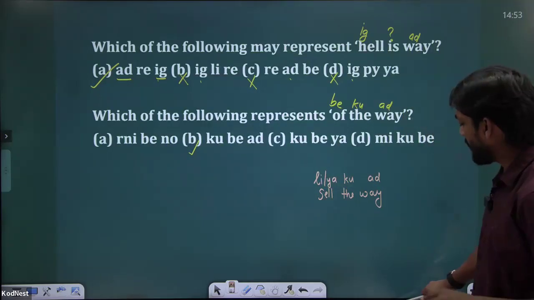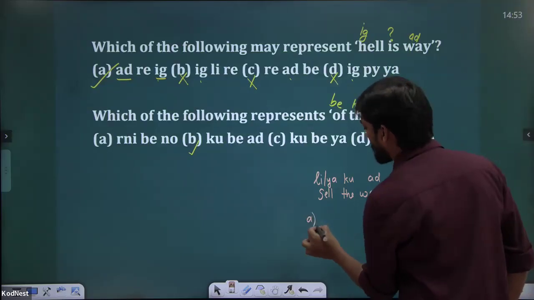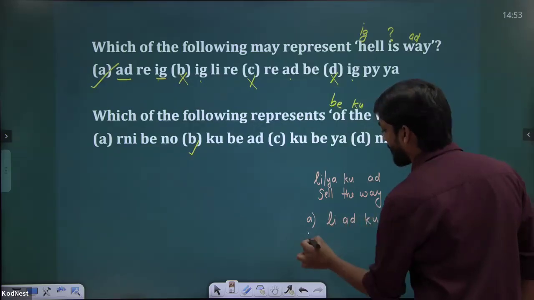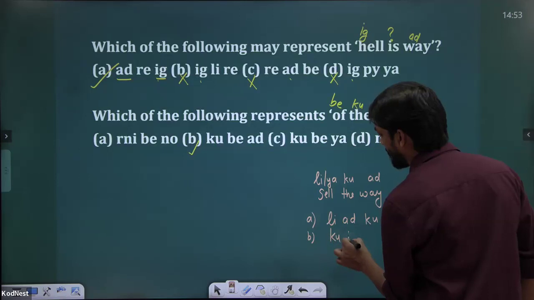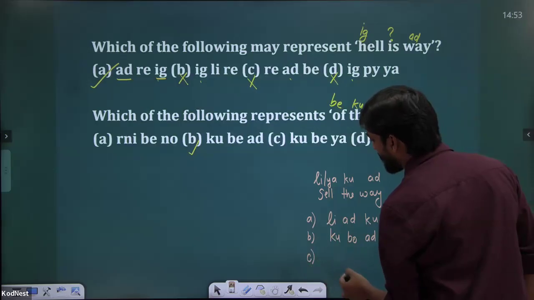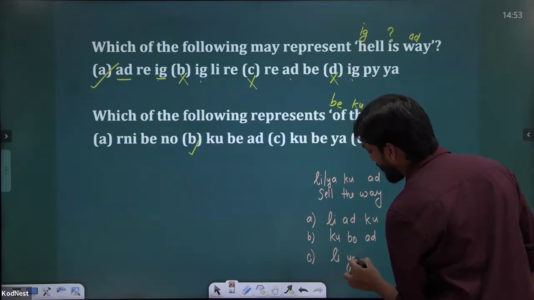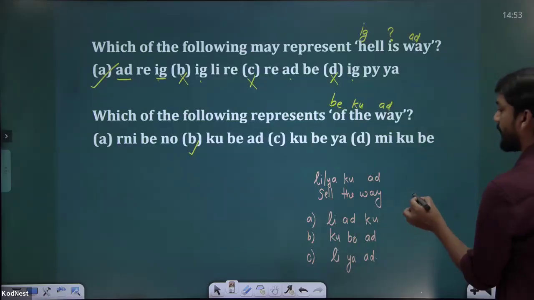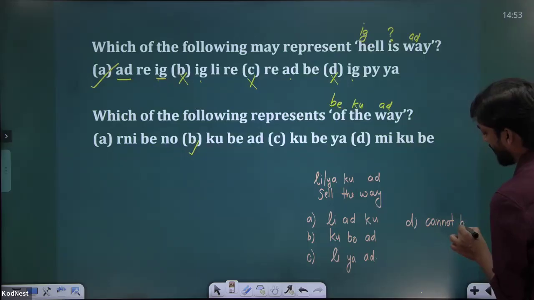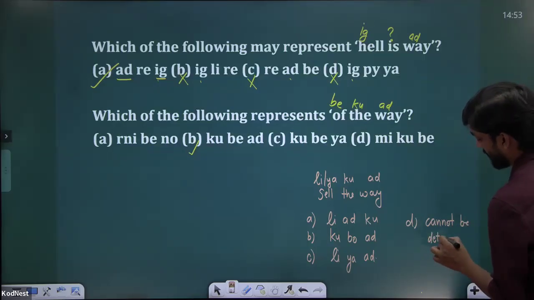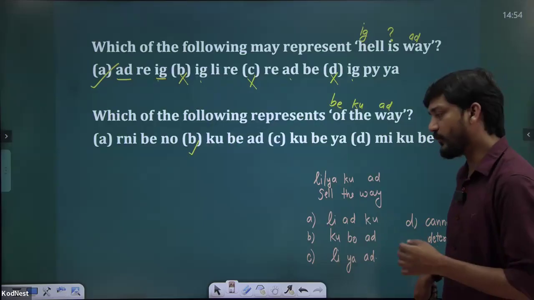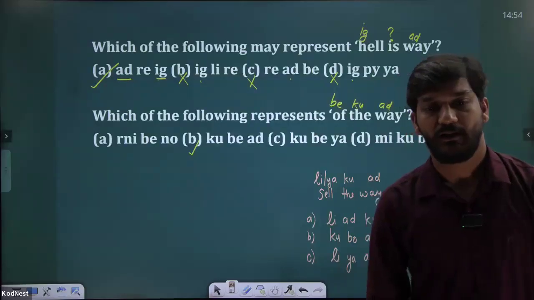Okay. So now carefully see. Suppose there is one option, A option, which is LIAD KU. B option is KU BOAD. C option is LIYAAD. D option is cannot be determined. Okay, answer please. What will you mark?